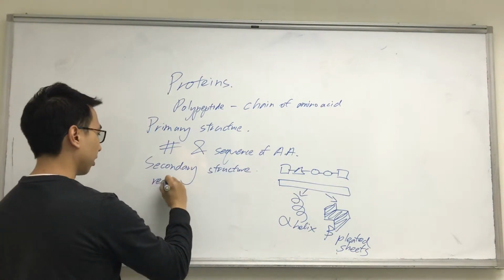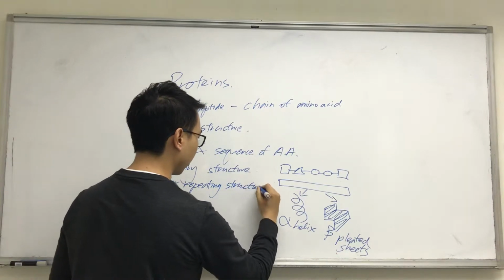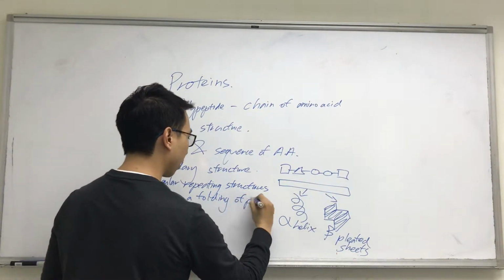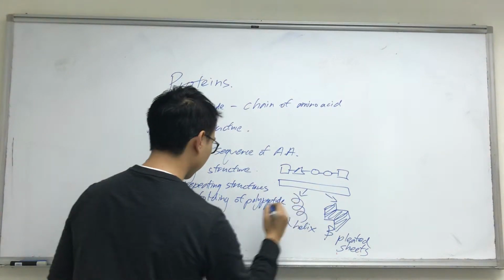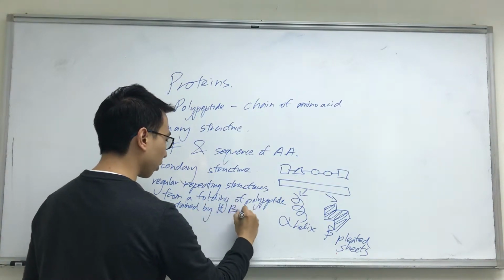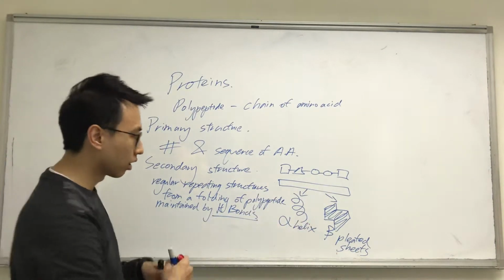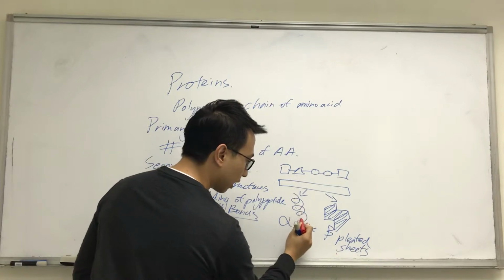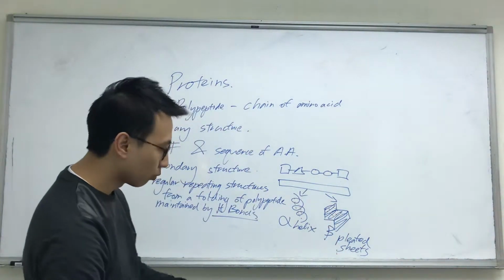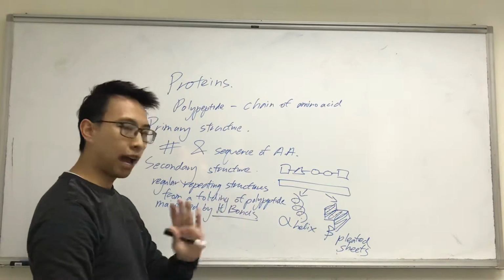Basically, they are regular repeating structures from a folding of polypeptide maintained by hydrogen bonds. This is one of the key terms that you will need, okay? Because both of these would be maintained by hydrogen bonds inside the whole helical shape. The same applies here. The hydrogen bonding will occur in between. Because in your amino acid, actually you could have a lot of OH groups. They will give you hydrogen bonding.